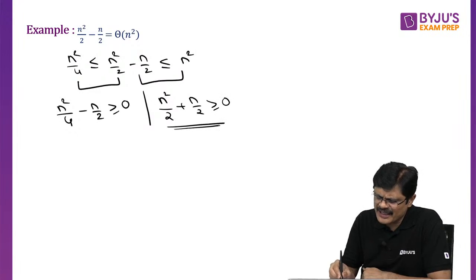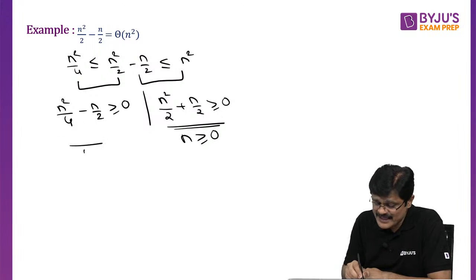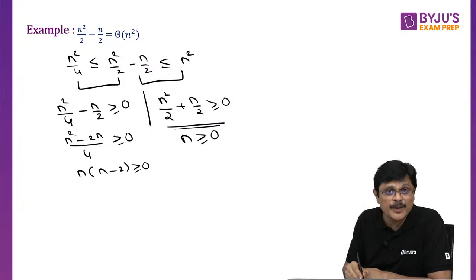Actually here it is satisfied for all n greater than or equal to 0, but here if you take the LCM, 4 is the LCM, n square minus 2n greater than or equal to 0. That means taking n common, it is n into (n minus 2) greater than or equal to 0, because n must be a positive constant, this cannot be 0.